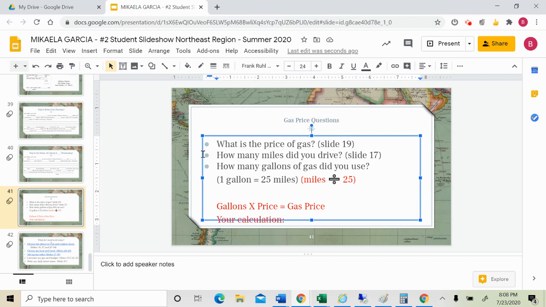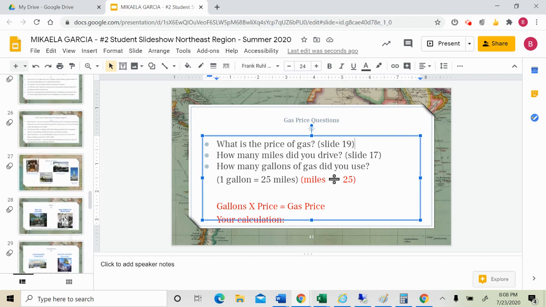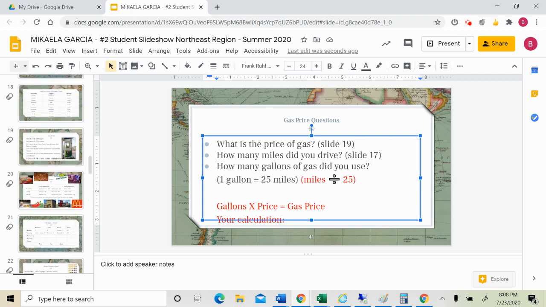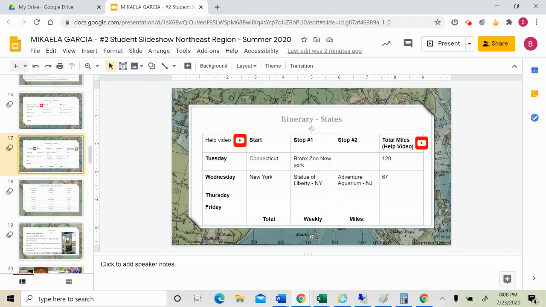So the first question says, what is the price of gas? Slide 19. So I'm going to go ahead and go to slide 19. And it tells me the price of gas in a bunch of different states. Before I can figure out how much gas costs, I need to think about which states I am visiting that day. So if I am trying to figure out gas for Wednesday, I'm going to think about which states I'm visiting on Wednesday, and that would be on slide 17.